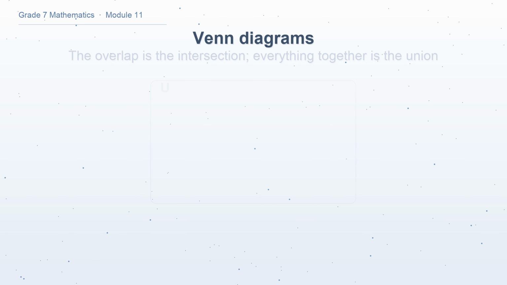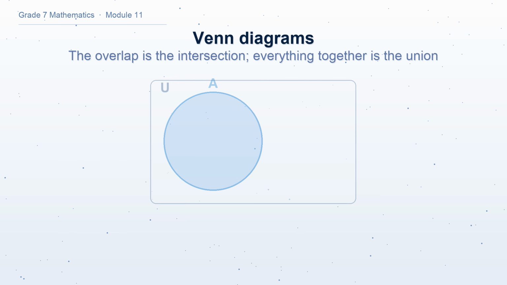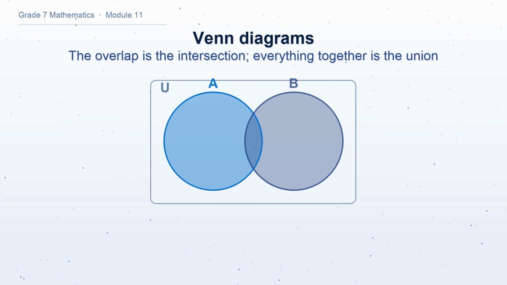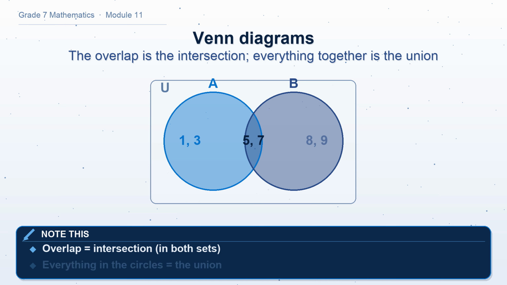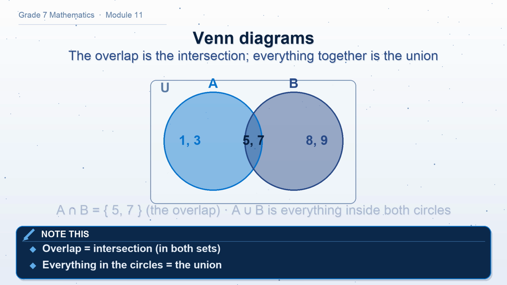A Venn diagram turns these operations into a picture. Each set is a circle, and the 2 circles overlap in the middle. Let A be {1, 3, 5, 7}, and let B be {5, 7, 8, 9}. The left-only part holds 1 and 3, which belong to A alone. The overlapping middle holds 5 and 7, the elements in both sets, so that is A intersection B. The right-only part holds 8 and 9, which belong to B alone. Everything inside the 2 circles together is A union B.